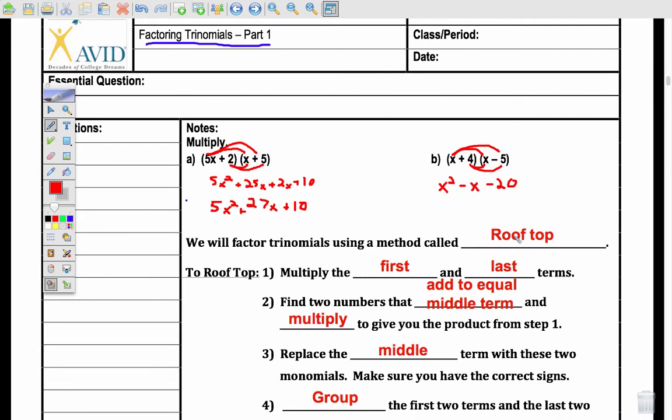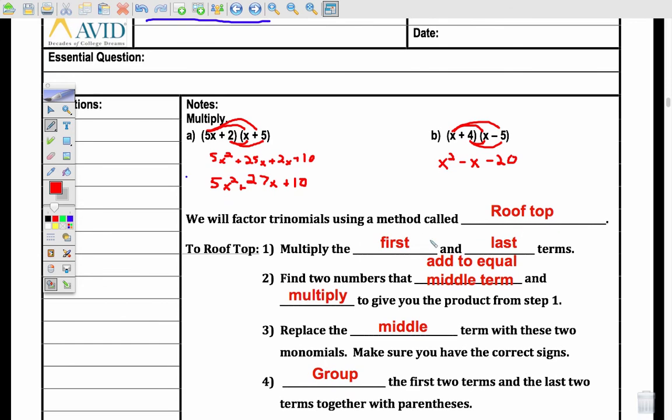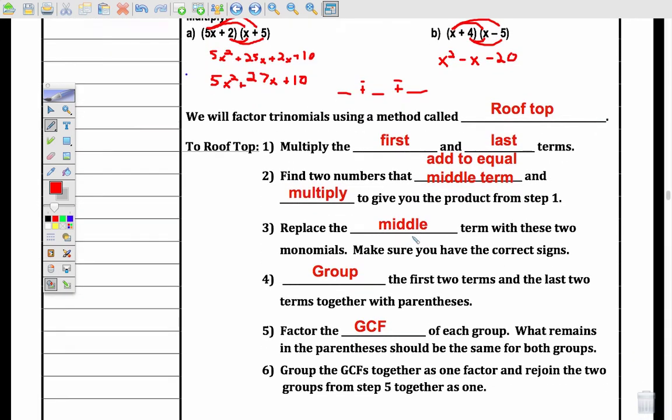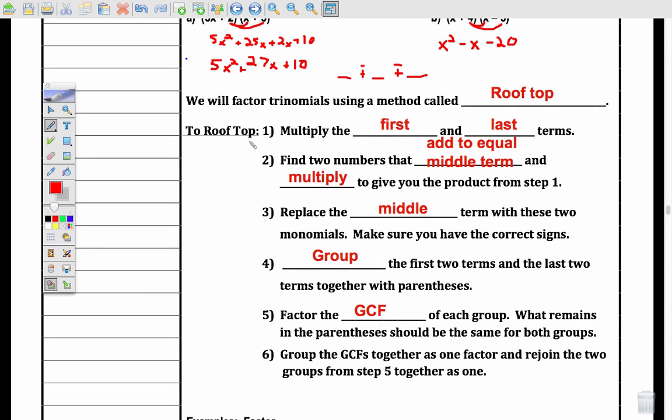Alright, now, getting into the new stuff. We're going to factor trinomials, which have 3 terms. So it's something plus something plus something, or these could be minuses as well. Same thing, 3 terms, trinomials. And this method is called the rooftop method. You're going to hear me refer to that several times. Okay. Stay with me here. This is all these words. This is a description. And as we go through and do some examples, you'll see how it makes sense.